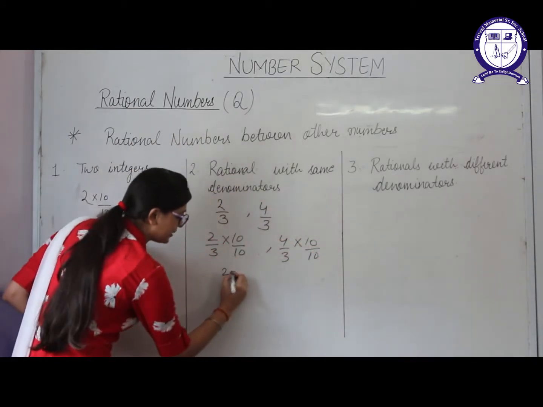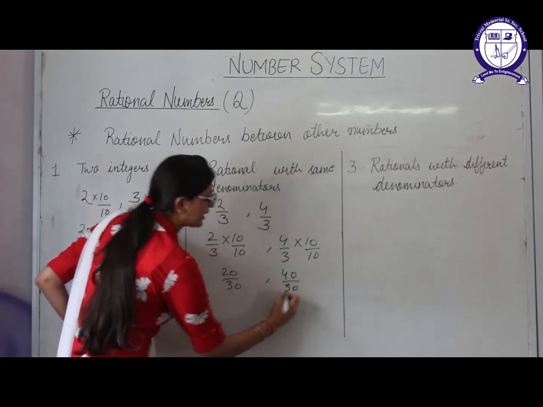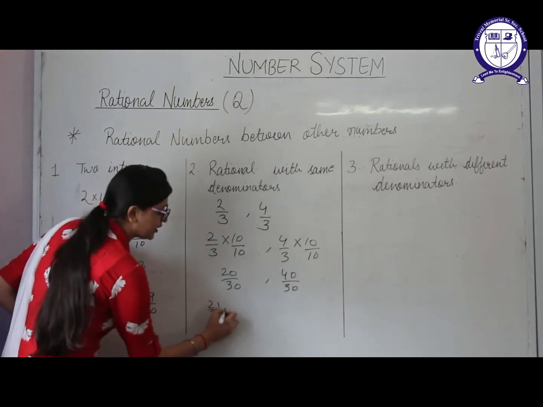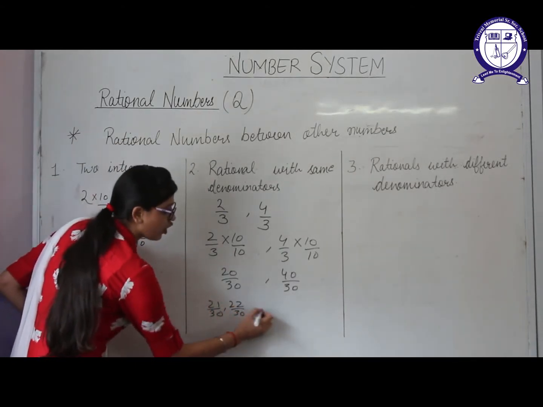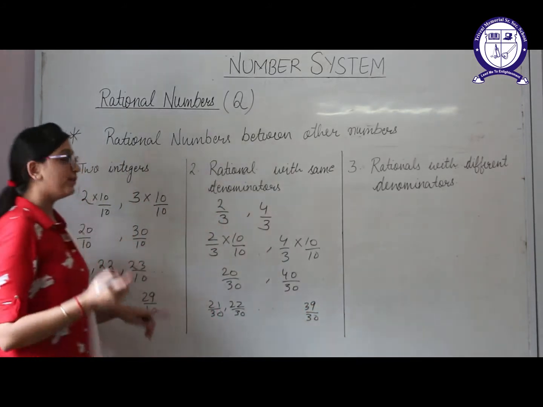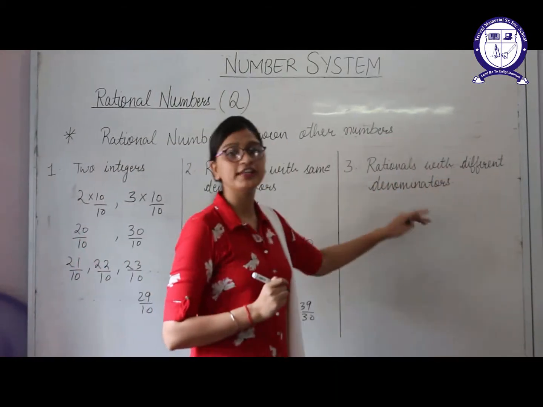It becomes 20 by 30. It becomes 40 by 30. And I can easily write 5 rational numbers like 21 by 30, 22 by 30, and so on till 39 by 30. But now the problem arises when it says rationals with different denominators.